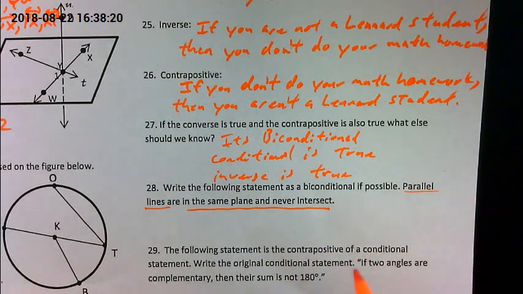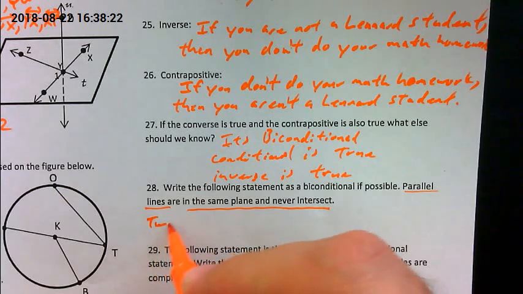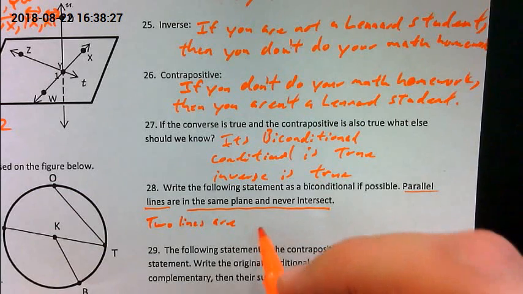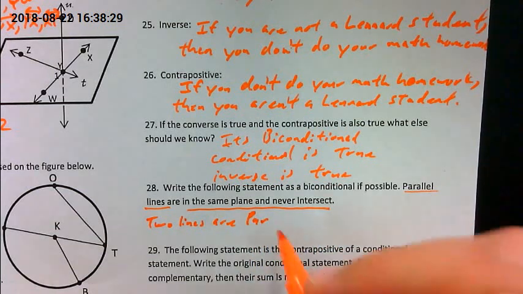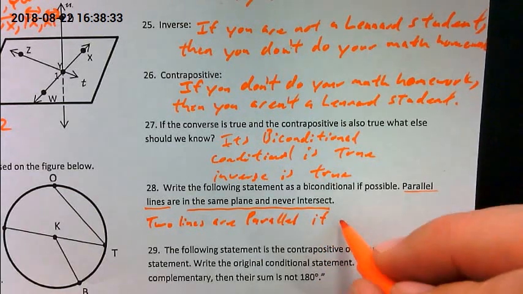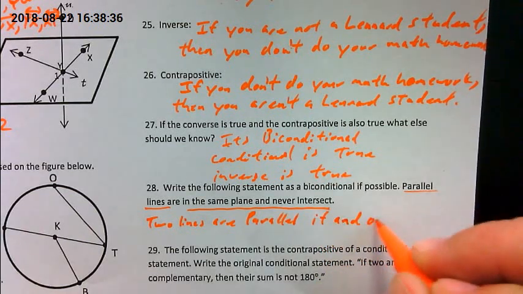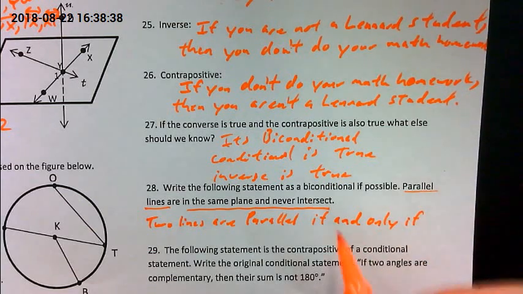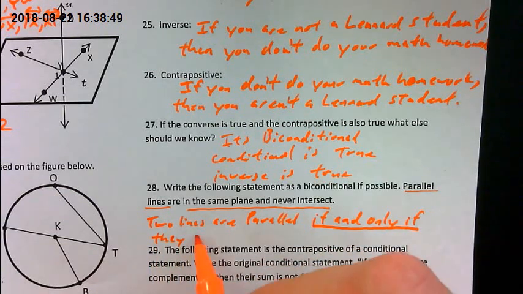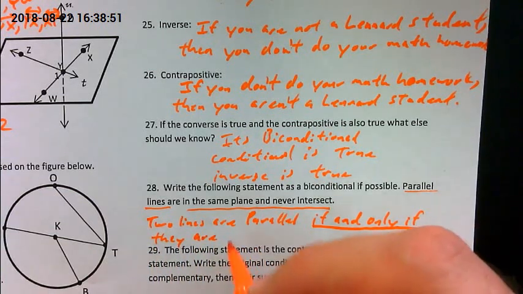So we could say two lines are parallel if and only if. So again, that is the key words that we need when we do it biconditional. So two lines are parallel if and only if they are in the same plane and never intersect.